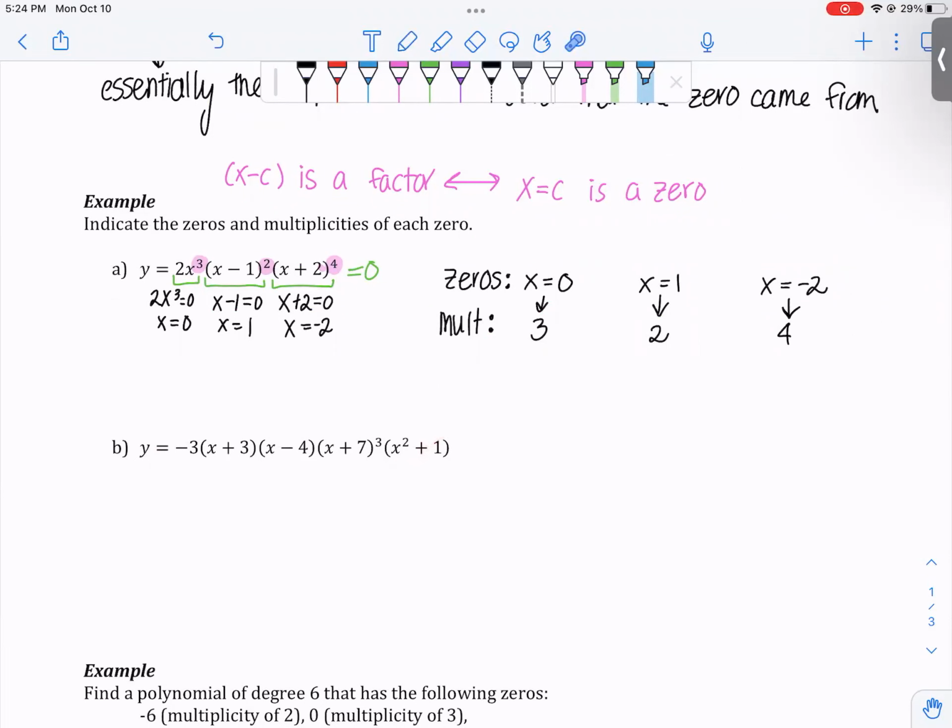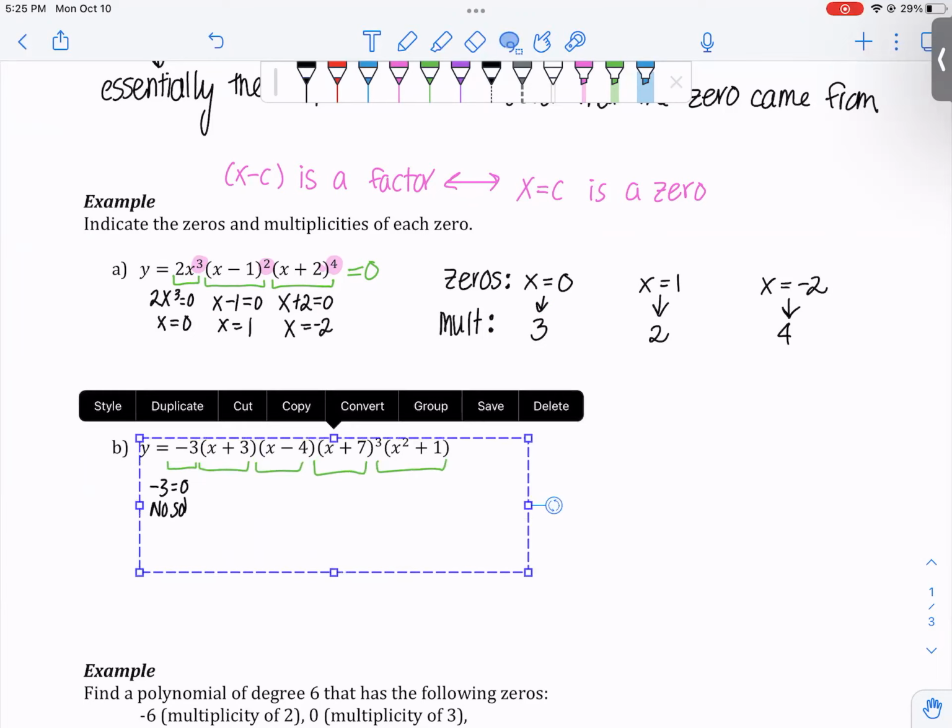Looking at this one here, you might think there's 5 factors that we have to worry about. We had to worry about the 2x cubed before, so why would we not need to worry about the negative 3? Negative 3, if I were to set that equal to 0, there's no solution. So when there's just a number out front, that doesn't give us any zeros, but if there's an x out front, that gives us the 0, as funny as that sounds.